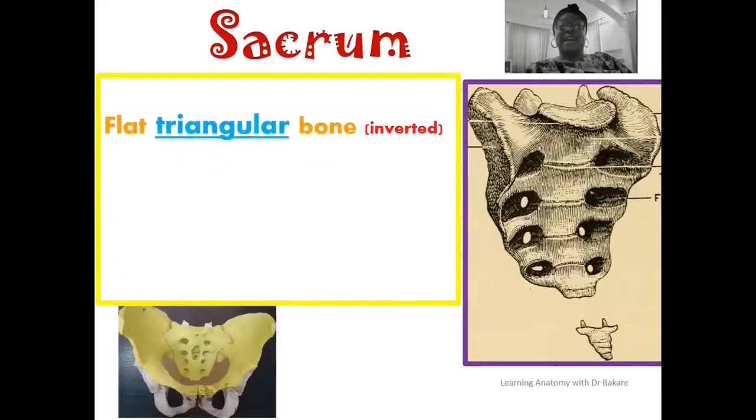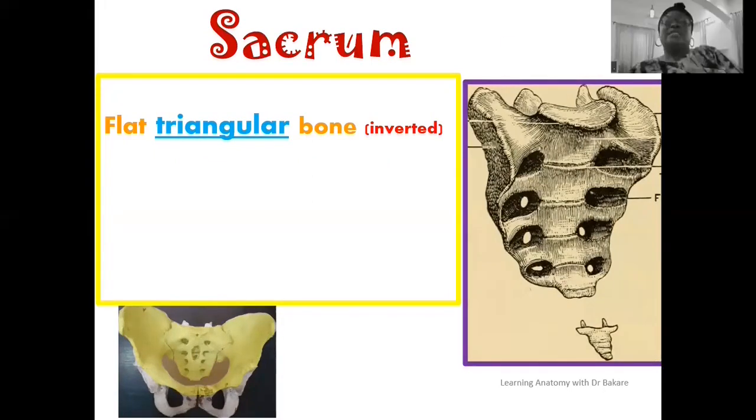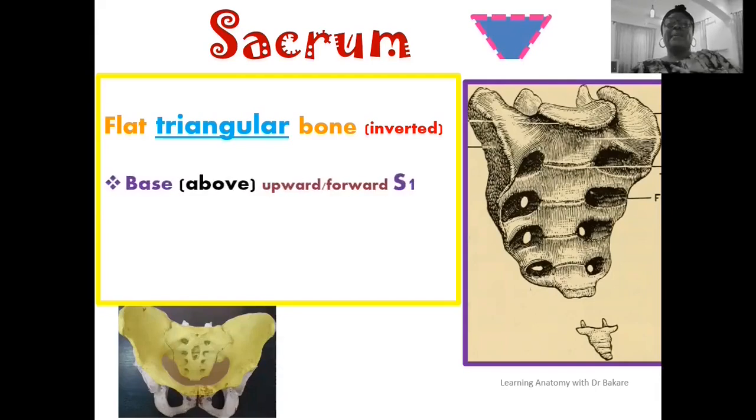Going further on the sacrum, structurally it is a flat type of bone and it's triangular in shape. And this triangular configuration is inverted. So this is the kind of configuration that the sacrum presents, where you have the base pointing upward and you have the apex directed downwards, because it is an inverted triangular flat bone.